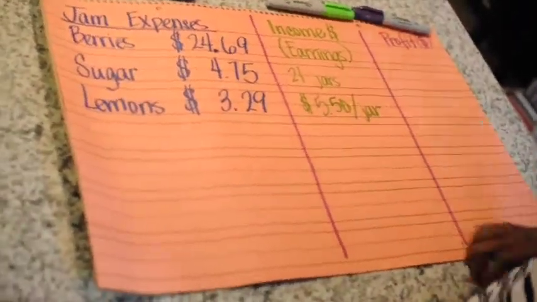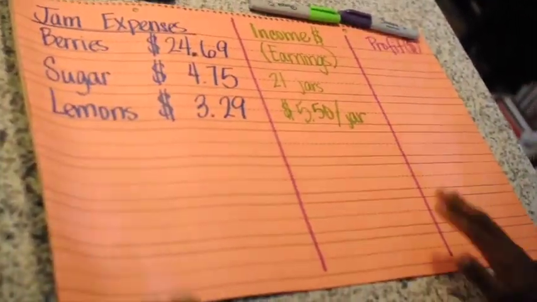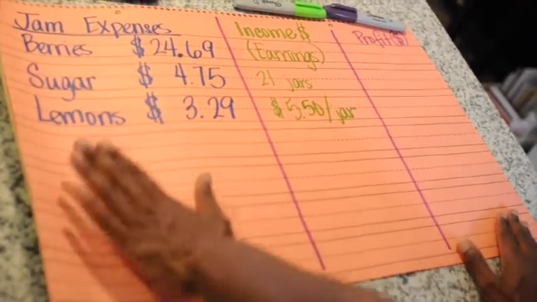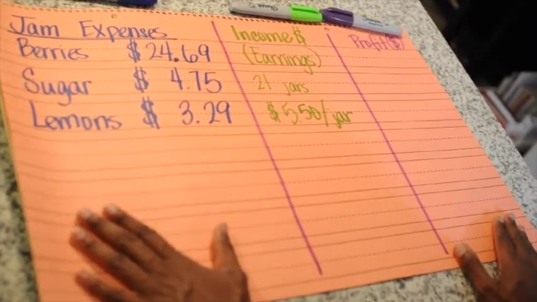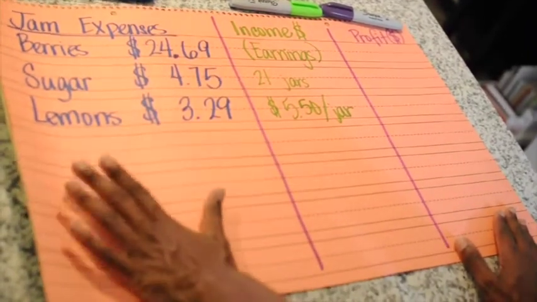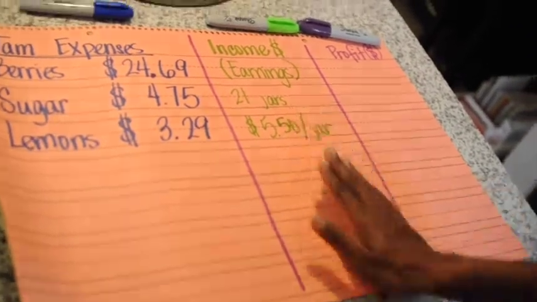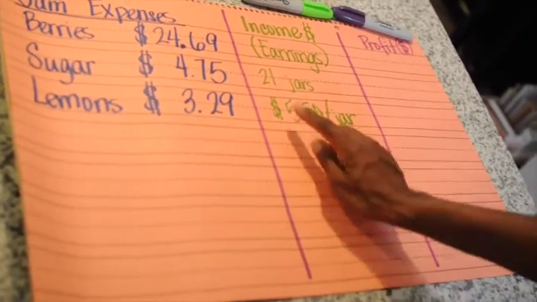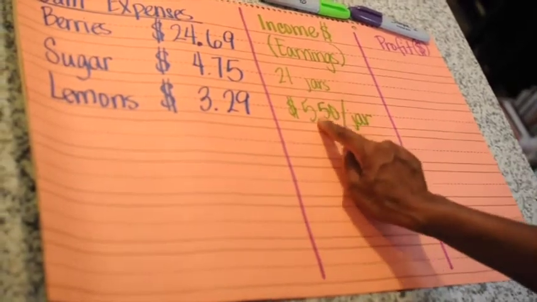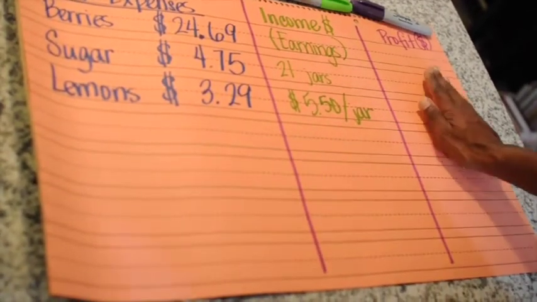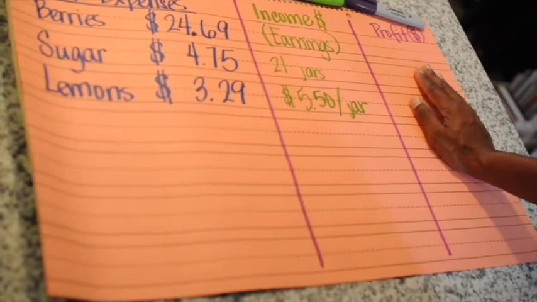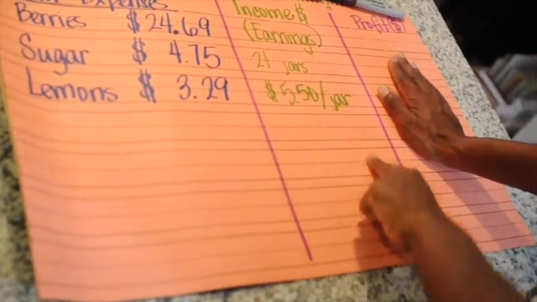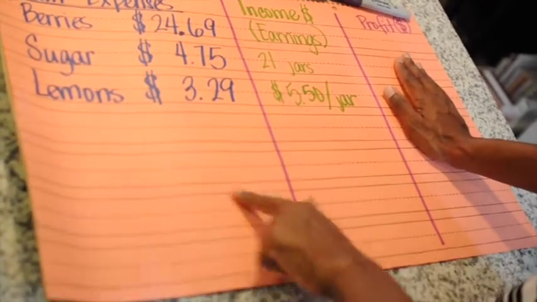of jam for $5.50. Well, as you can see on my paper, I have things set up. The first section is my expenses. I want to see how much am I going to spend to make this jam. My next section, I have the income. That's where I'm going to figure out how much money I will make if I sell all 21 jars for $5.50. And then my final category is my profit. And this is where I am going to take my earnings and I'm going to subtract from it my expenses.